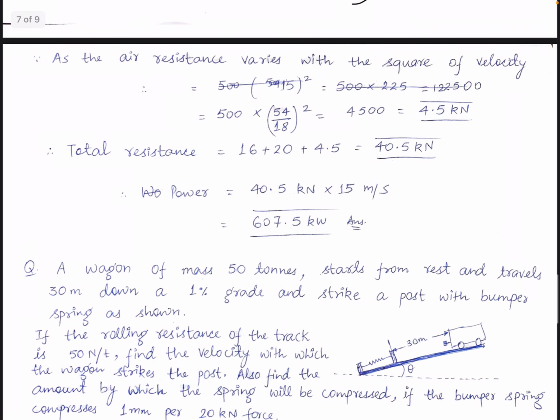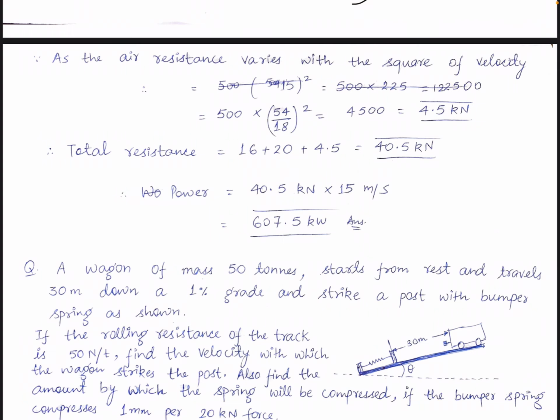Now, as stated in the question itself, the air resistance varies with the square of the velocity. So for 18 kmph it is given as how much? 500. So for 54 it will be (54 by 18) squared into 500. Why square? Because it is given in the question itself. So it is coming out to be 4500 newton or 4.5 kilonewton.